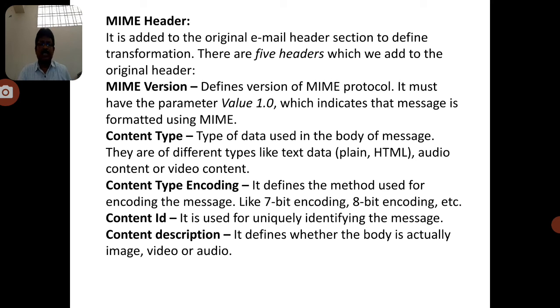And the fourth one is the content ID. Content ID means it can identify which category this email content belongs to, so it is very easy to identify that a particular message can be handled in a particular way. And the last one is the content description. With the description, it can be identified that whatever message the user sends can be incorporated with the content description.